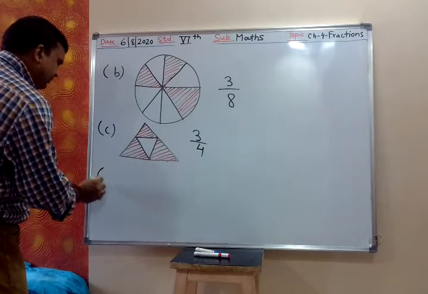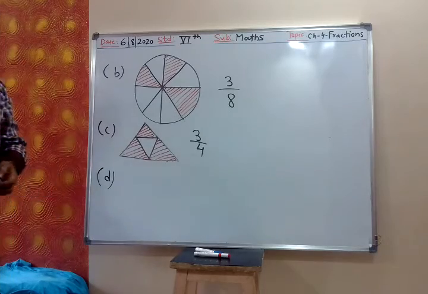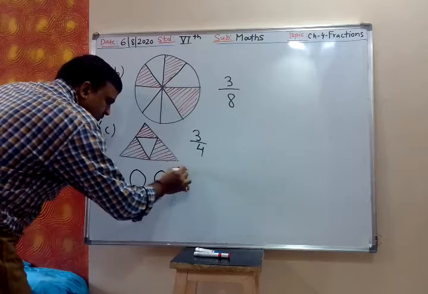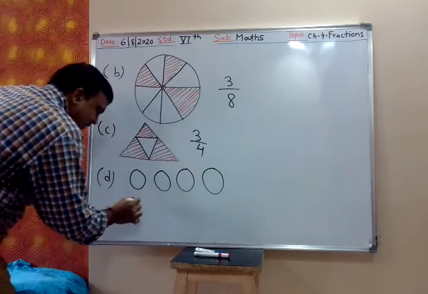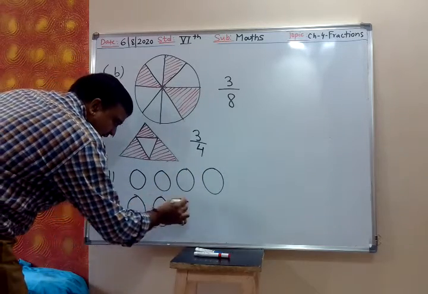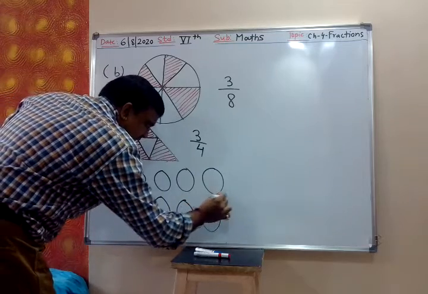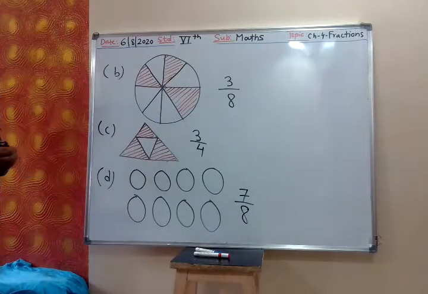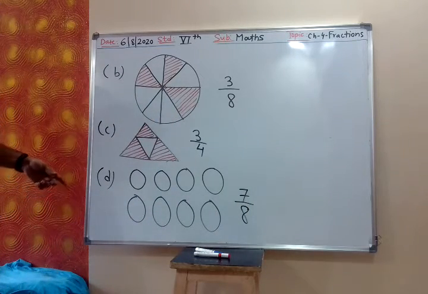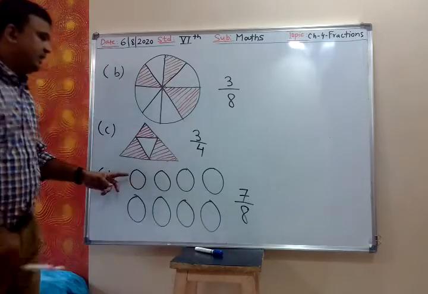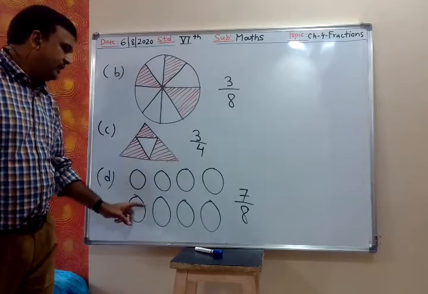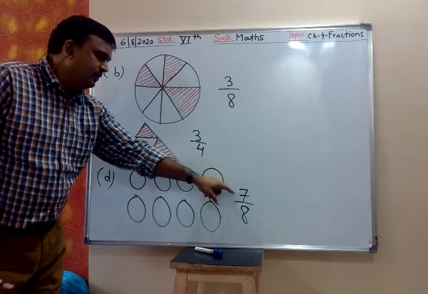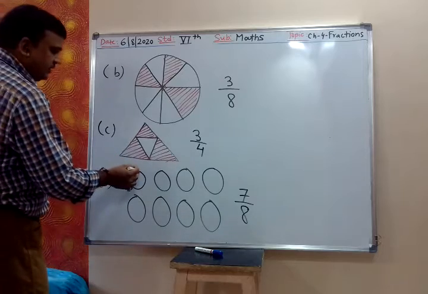Now D, total there are 8 circles. 1, 2, 3, 4. Total there are 8 equal circles, and the fraction is given 7 upon 8. So total there are how many circles? 1, 2, 3, 4, 5, 6, 7, 8. Denominator is 8. Now numerator is 7, means 7 circles we have to shade or color.